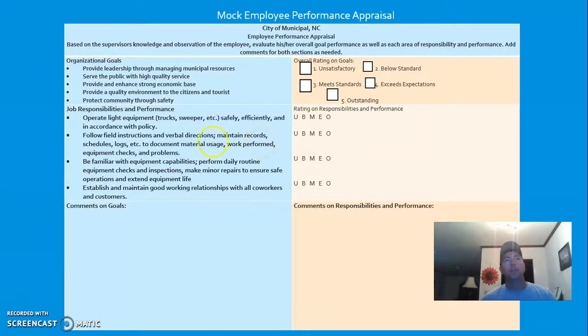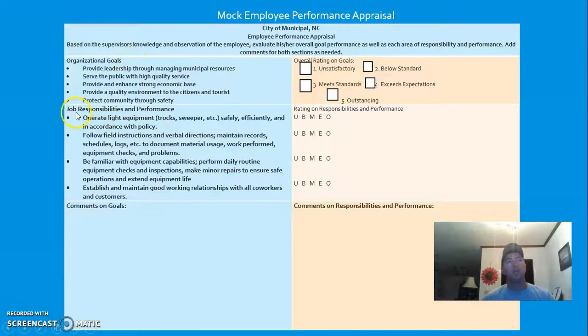The next page of the employee performance appraisal says, based on the supervisor's knowledge and observation of the employee, evaluate his or her overall goal performance as well as each area of responsibility and performance. Add comments for both sections as needed. So at the top left-hand corner are the organizational goals, which it lists here. These are the organizational goals for the entire organization. This is not specific to the employee.